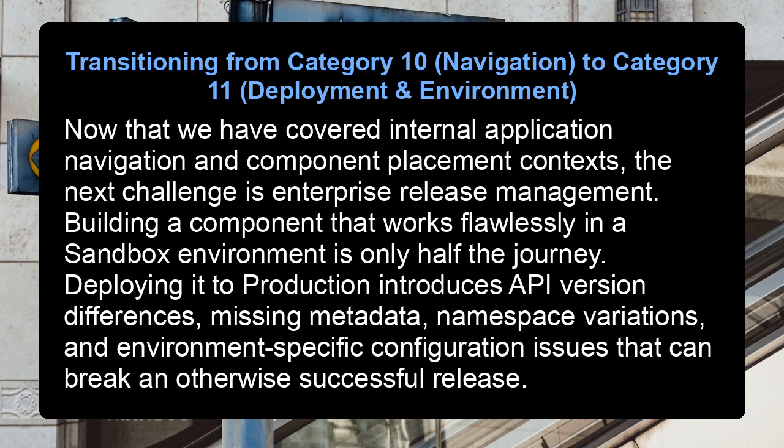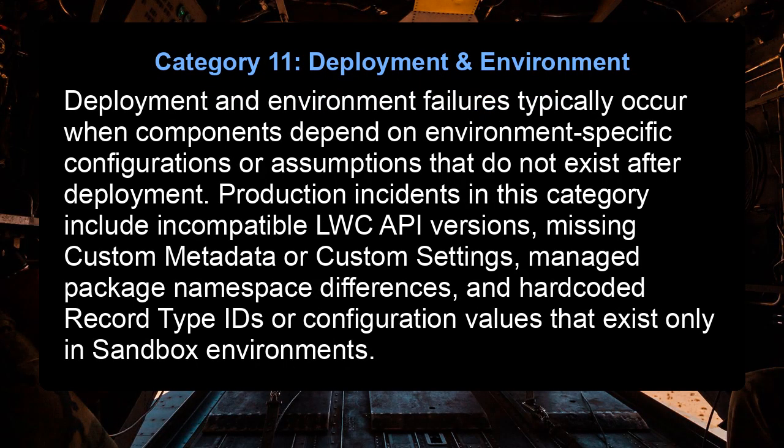Transitioning from Category 10 navigation to Category 11 deployment and environment. Now that we have covered internal application navigation and component placement contexts, the next challenge is enterprise release management. Building a component that works flawlessly in a sandbox environment is only half the journey. Deploying it to production introduces API version differences, missing metadata, namespace variations, and environment-specific configuration issues that can break an otherwise successful release. Category 11, deployment and environment.